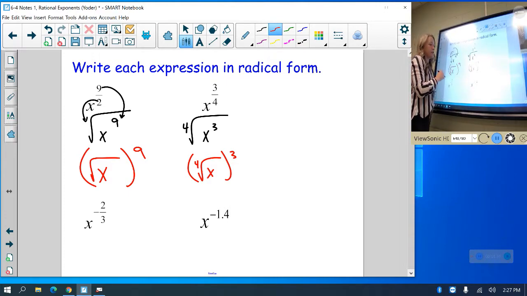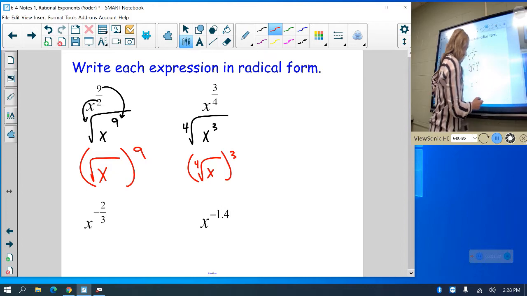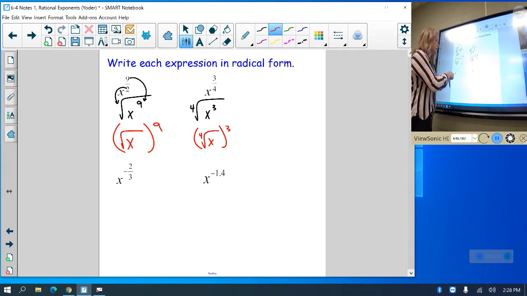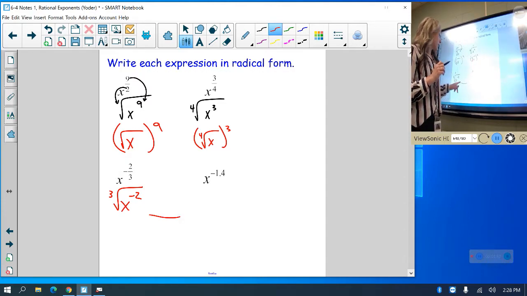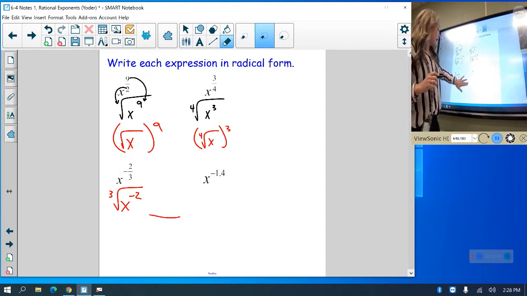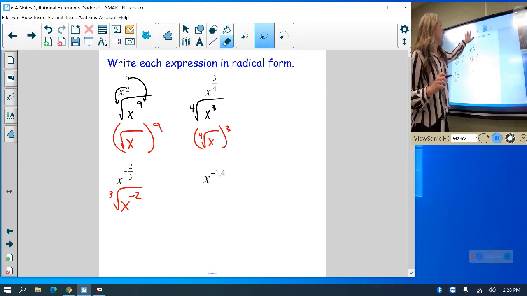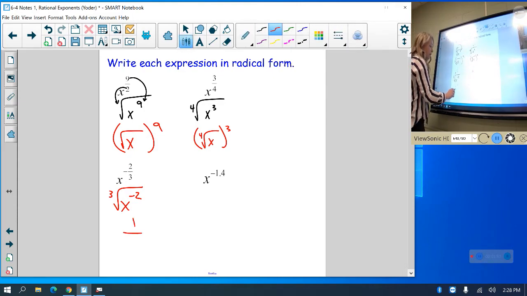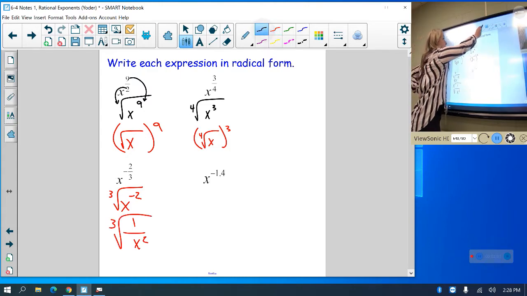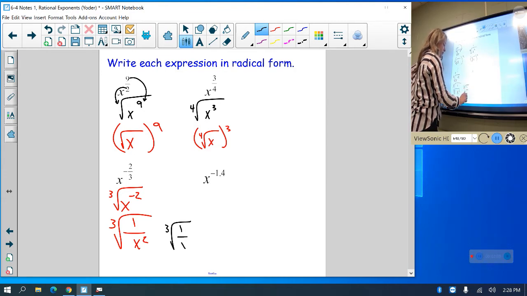Now, for this one, if you remember on the first page, we talked about how if you have a negative exponent, you want to leave the negative with the power. So this is x to the negative 2, and then we have the cube root. Now, when we have a negative exponent, let's remember what we do with the negative exponent. We're going to go ahead and put that in the denominator to take away the negative. So I have 1 over x squared, and then I still have the cube root. You could also write this as the cube root of 1 over x squared.